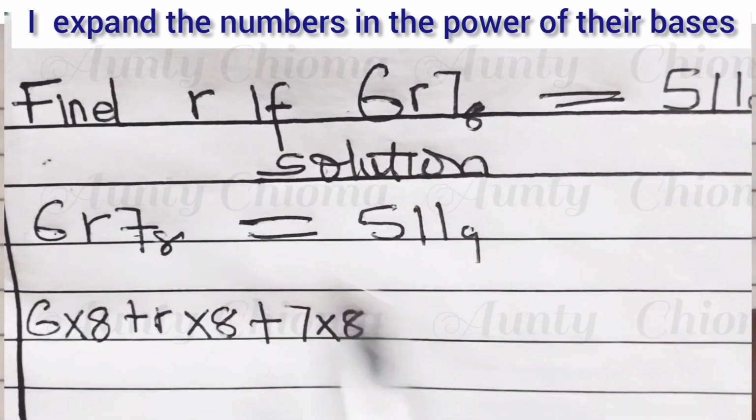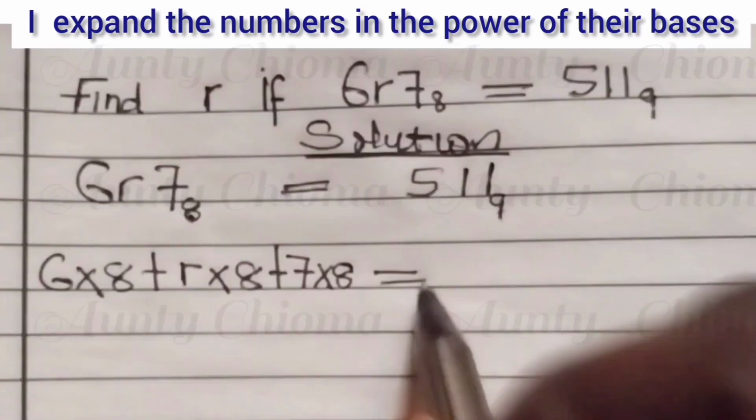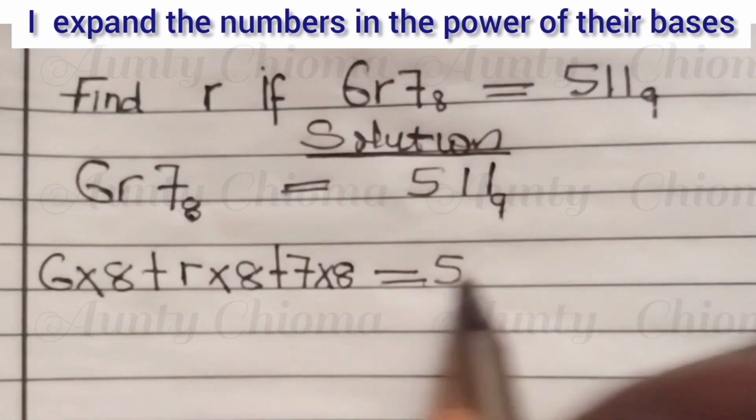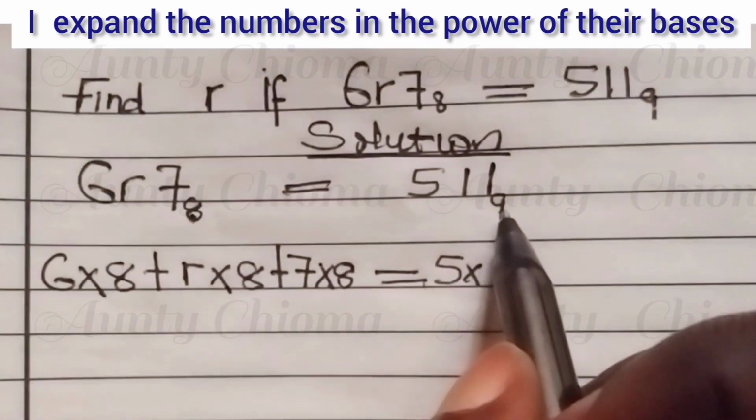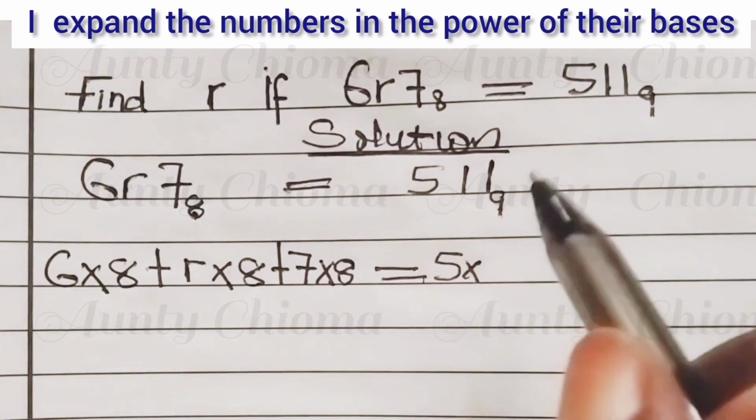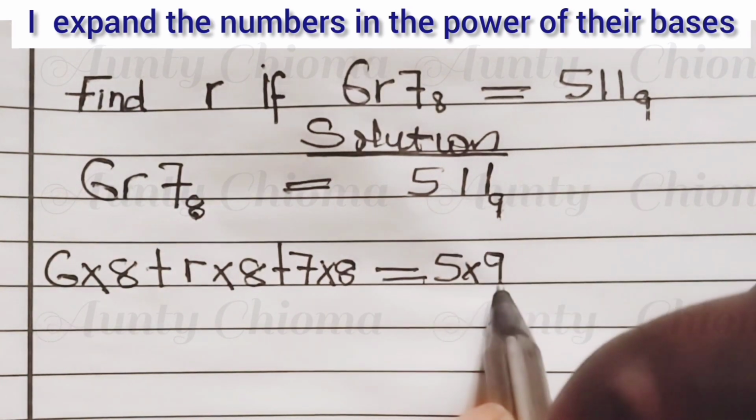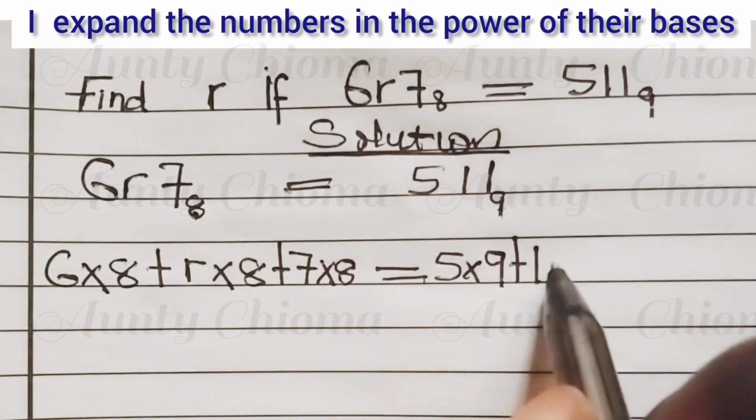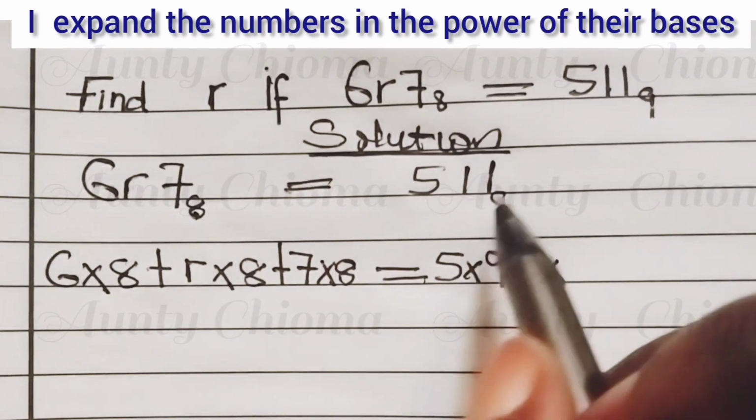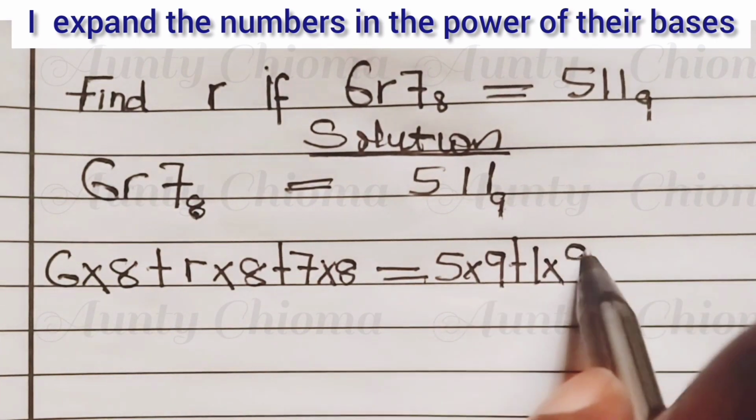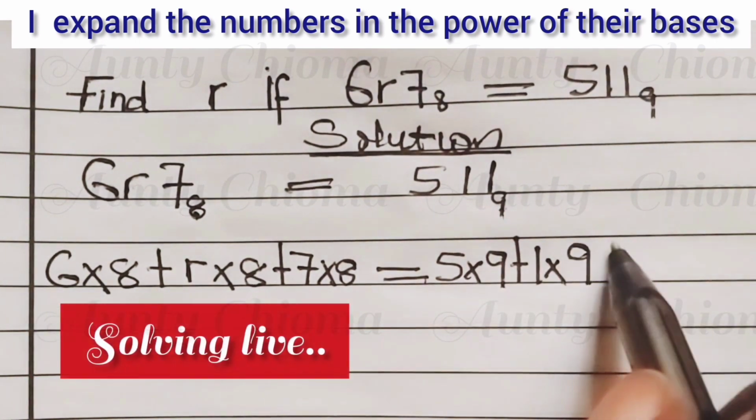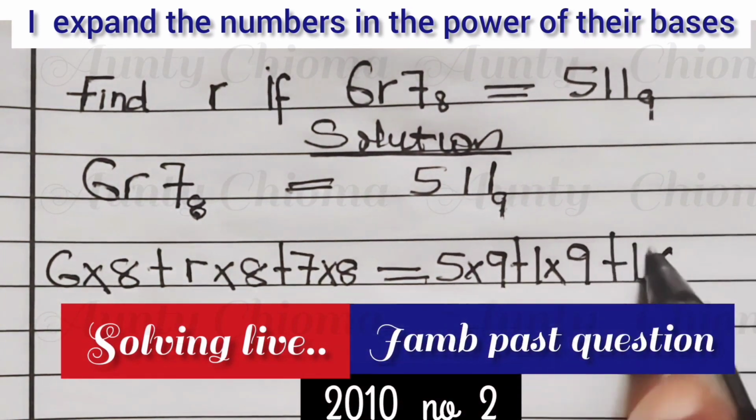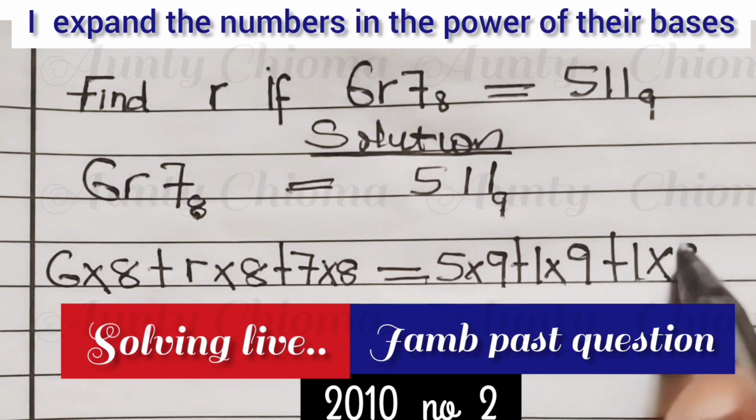Put my equals to, I come to this side. I start with 5 times base 9. This side is in base 9, so base 9 plus 1 times base 9, plus the last one, 1 times 9 finally.